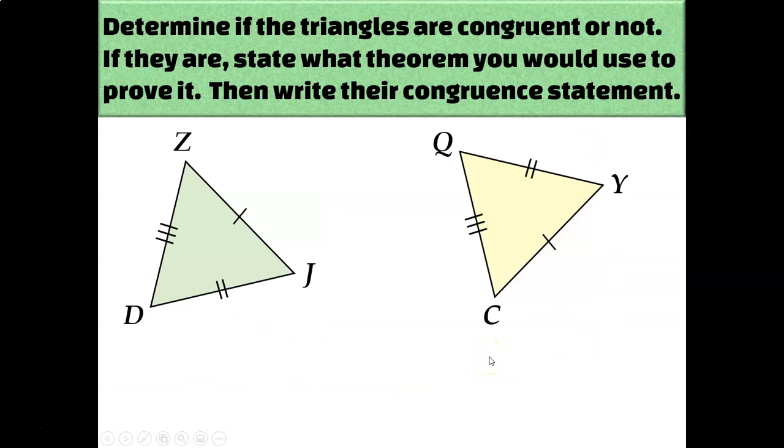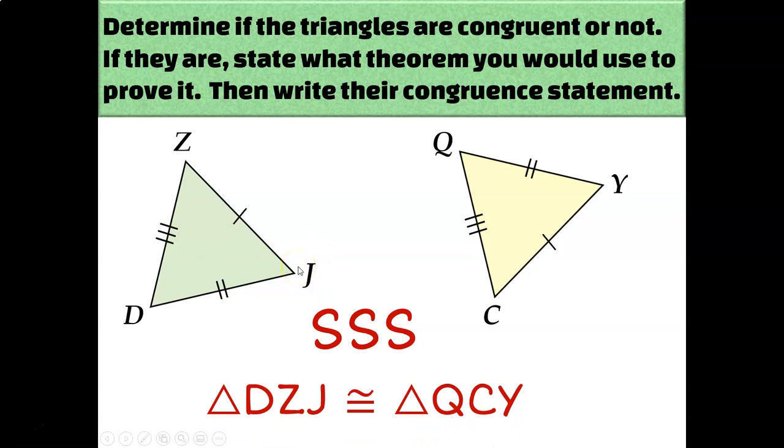Let's try another one. These two triangles have three pairs of congruent sides, and that matches the side-side-side triangle congruence theorem. These two triangles have to be congruent. So if I call my first triangle DZJ, well, D is across from the single mark, Z is across from the double mark, and J is across from the triple mark. So if I call that first triangle DZJ, I have to call the other one QCY. Q is across from the single mark, C is across from the double mark, and Y is across from the triple mark. That way it goes in the same order as what I called my first triangle.